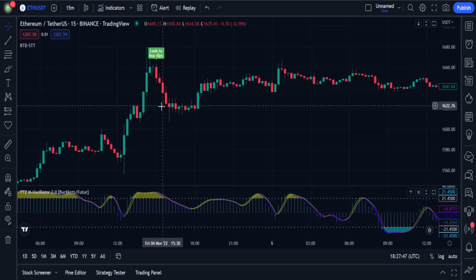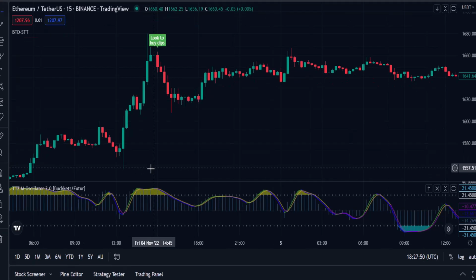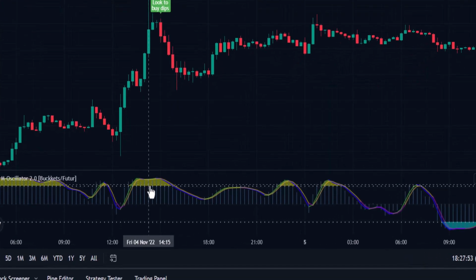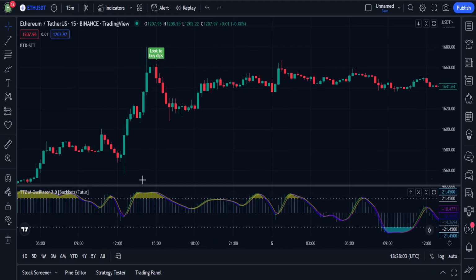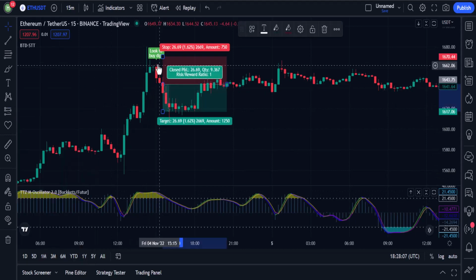And when these conditions are fulfilled, we will look for our third and final confirmation to get in a sell trade. We'll make sure that the TTZ oscillator is overbought. And as I explained earlier, when the market is overbought it turns yellow. So as all the conditions are met, we'll enter this trade right at this candle.